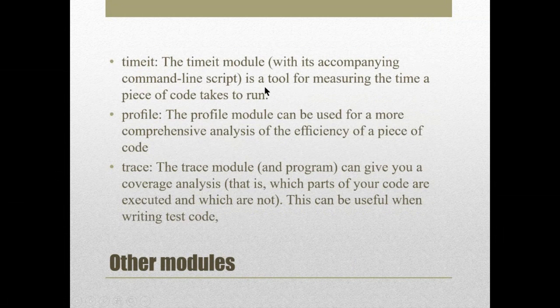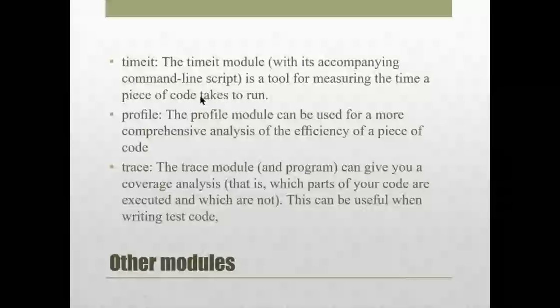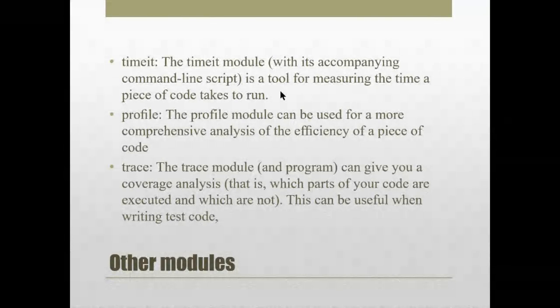timeit is a tool for measuring the time a piece of code takes to run. You can't just use the time at the start and end of your program run, because your program is only given a little bit of time by the operating system, and other processes are running in the background. So to find out what your program is doing, you have to use the timeit library. There's a profile module that can also measure the efficiency of a piece of code, and there's a trace module that can give you coverage analysis for which parts of your code are executed and which are not.